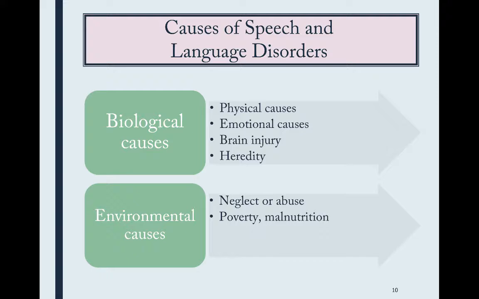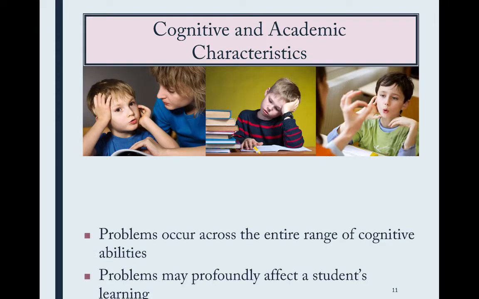So, what are the causes? Again, we have pretty much similar causes. We have the biological, but there's also, you know, there could be physical problems with a child. There also could be emotional reasons as to why a child will not communicate effectively. Environmental causes do include neglect, abuse, poverty, malnutrition.